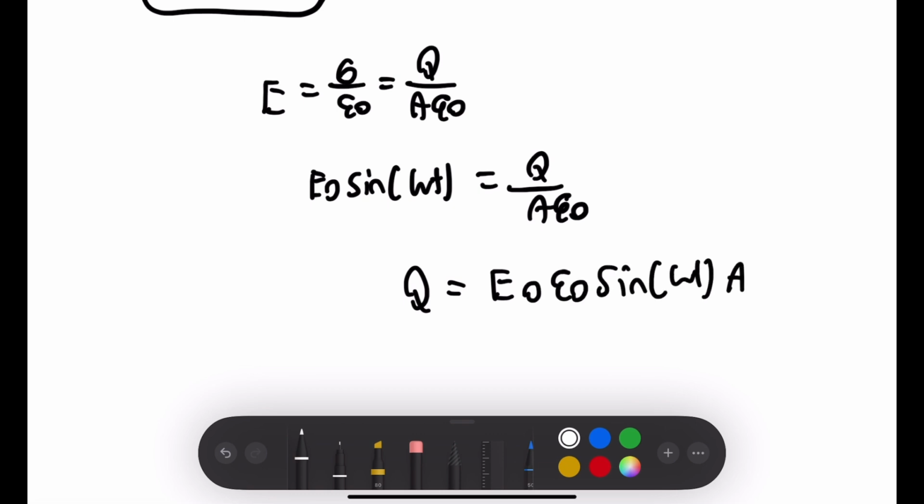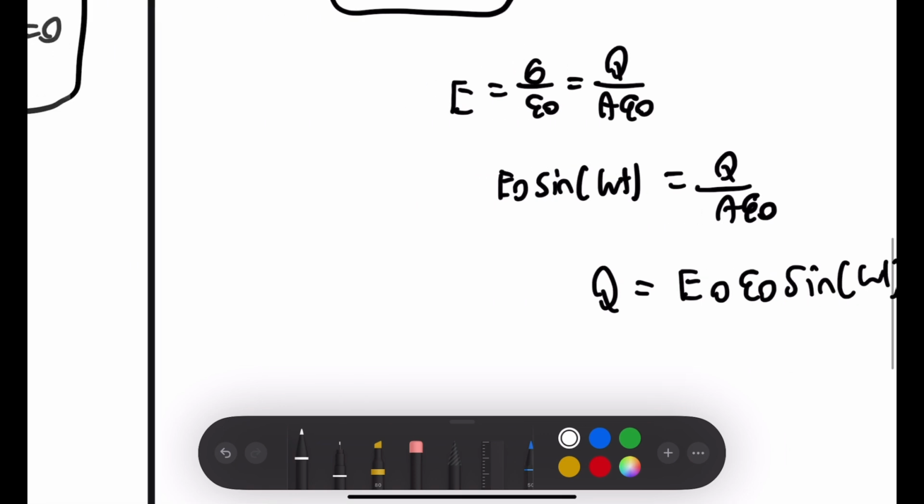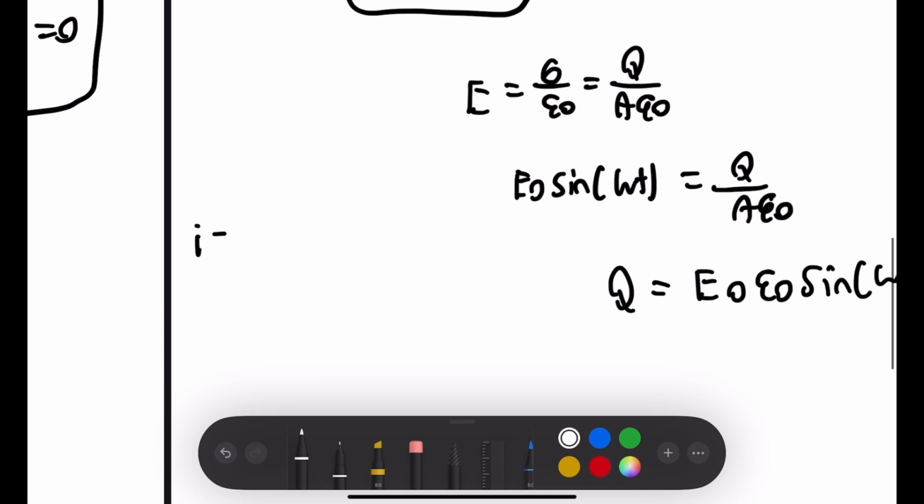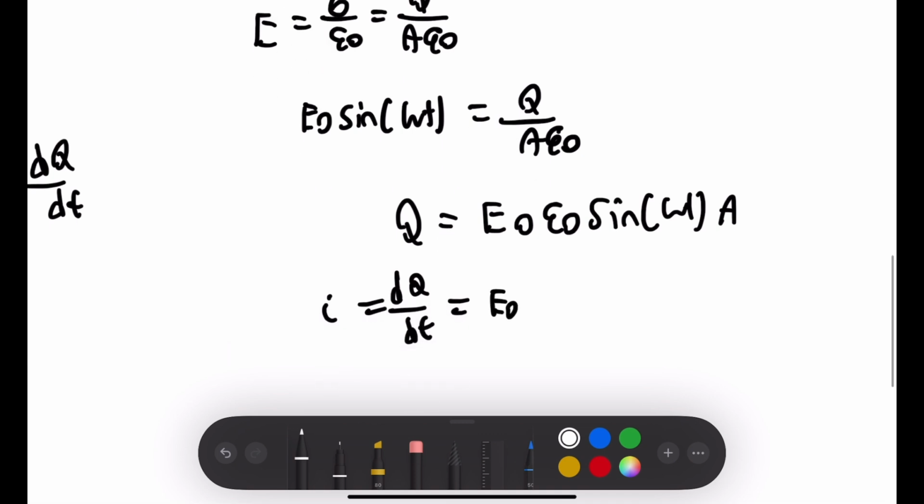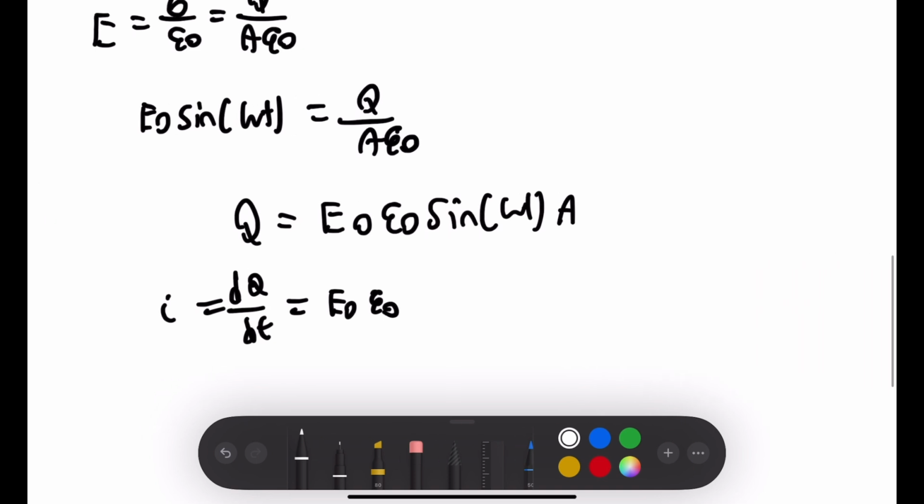You may be wondering, why do we do this? Well, it's because I know what charge is now, and I know that current is the derivative of charge. So if I take the derivative of this, I find current. So I would have E naught epsilon naught, the derivative of sine is cosine, so it's cosine omega t times chain rule, which is omega A.